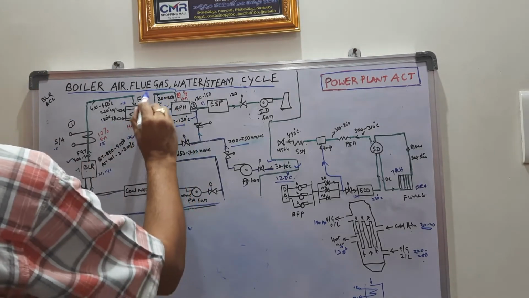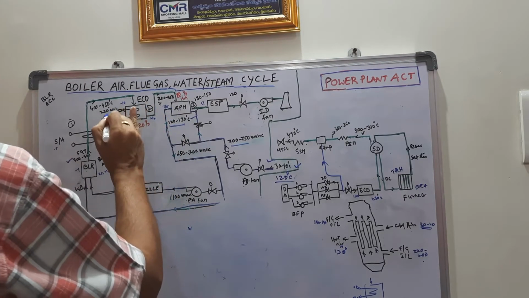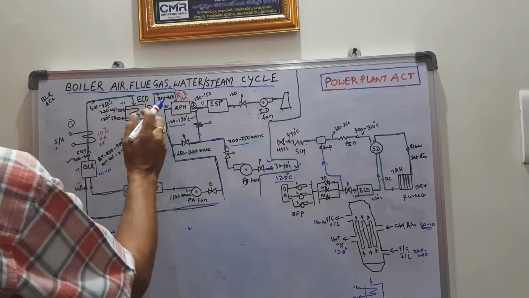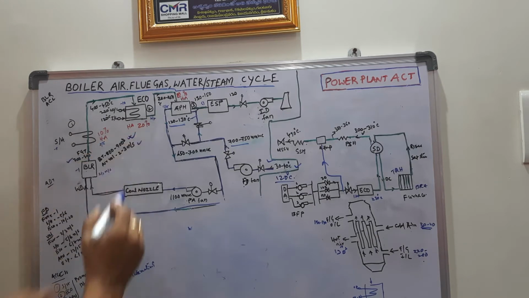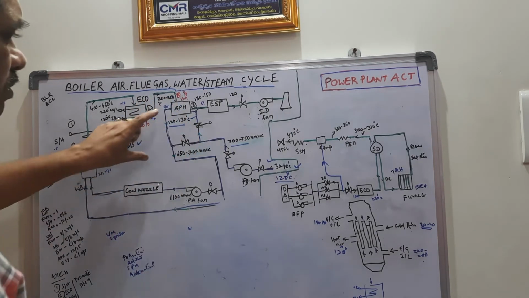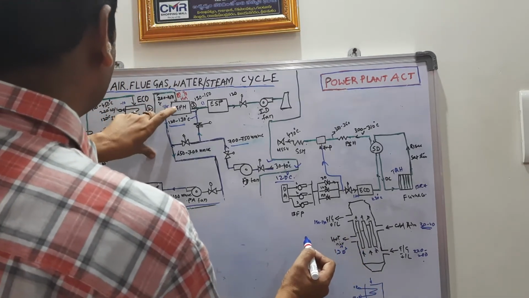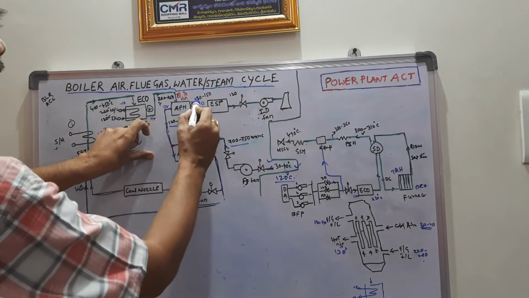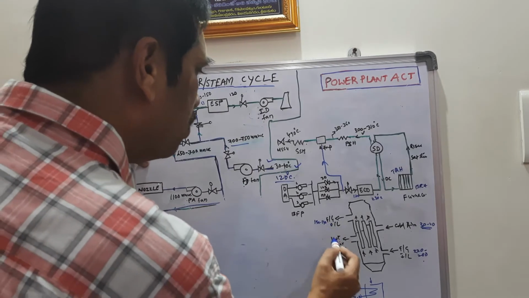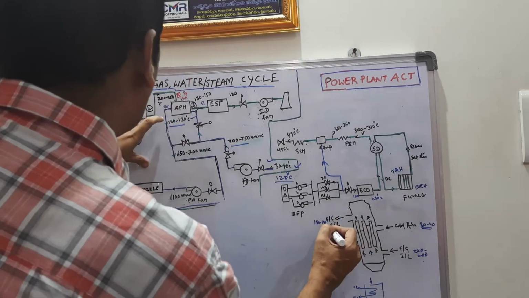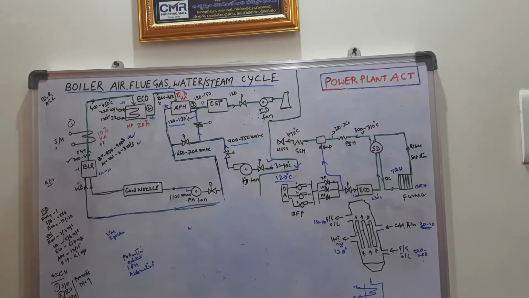The flue gas comes out of the economizer, dropping from 400 to 450 degrees to 220 to 250 degrees. Then it enters the air preheater, where I have already shown the flue gas temperature enters at 220 to 250 degrees and comes out at 130 to 150 degrees, as shown in the flue gas inlet and flue gas outlet. Then it enters the ESP, that is, the electrostatic precipitator.